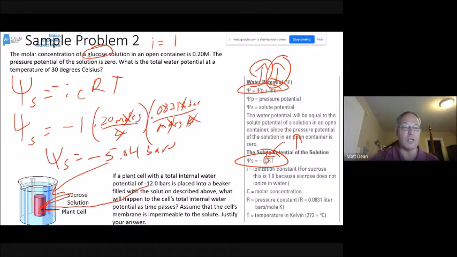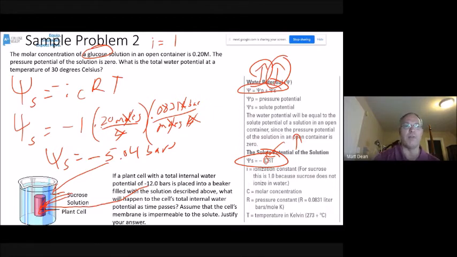So our answer to this question, water potential will increase, and our justification is going to be because the pressure inside the cell is going to increase, and because the concentration of the solute is going to decrease, because that solute's getting diluted, which causes the solute potential to go up as well.